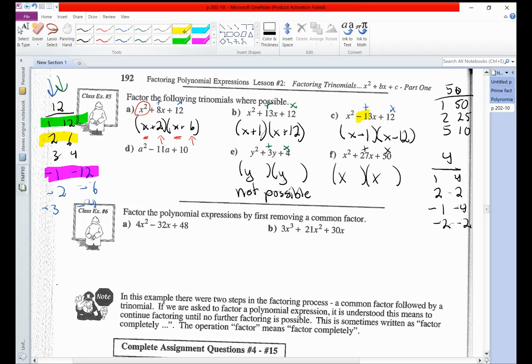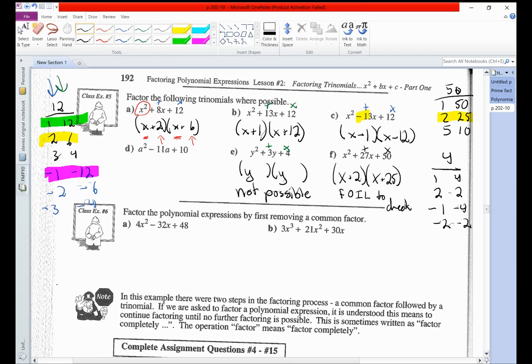And you can see here 2 plus 25 add to 27. So we are going to get positive 2, positive 25. And if you wanted to check, take your answer and FOIL it. And you can see if you did it right. FOIL to check. So if you're doing a quiz or a test, you should be able to double check that you've got the right answer every time.